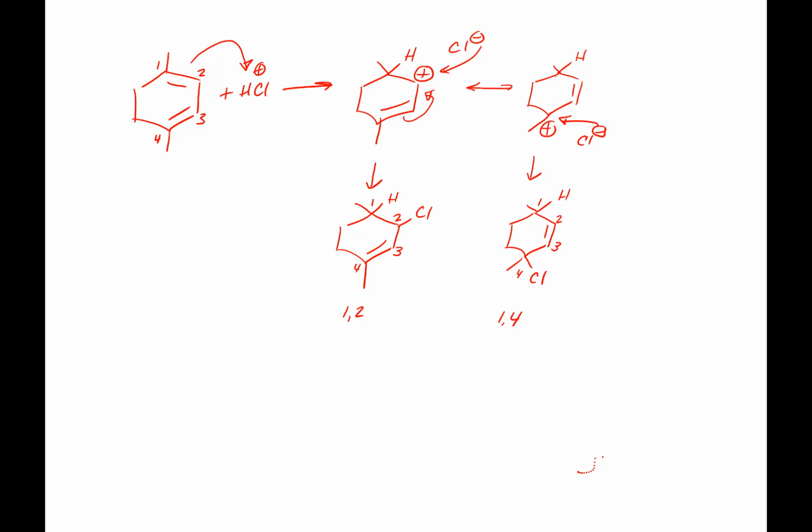So what do I have left? I got my resonance hybrid. So in order to write the resonance hybrid, I need to average the two structures of the allylic carbocations. So I'm going to write all my single bonds in place.